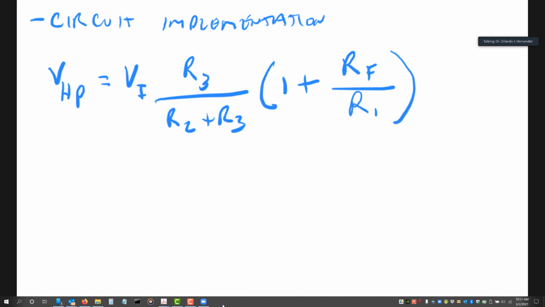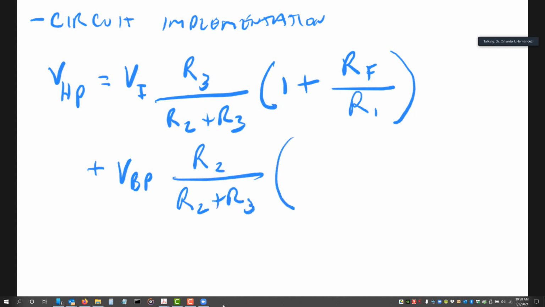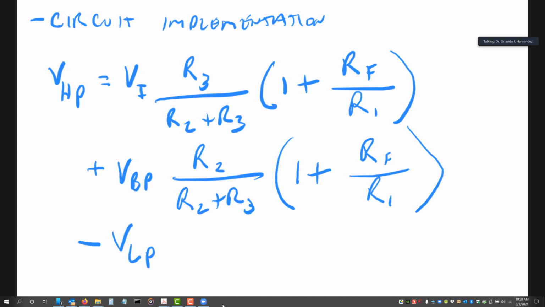Now, the contribution of the bandpass, so that's also another non-inverting amplifier with a voltage divider formed between R2 and R3, and then that's another non-inverting response. And then finally we have the low pass, which is going through the inverting input of the op amp, and that would be an inverting amplifier.